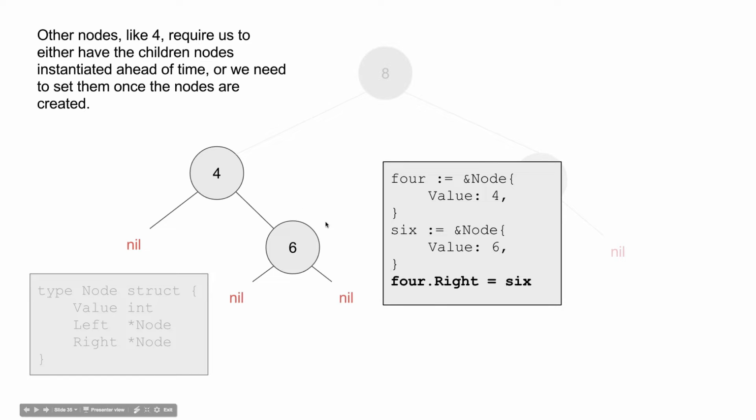Other nodes like this 4 are a little bit trickier because we either need to have the 6 node already instantiated when we create the 4 so that we can assign that link on the right hand side, or we need to assign it after the 6 has been created. So in this case, we create the 4 and it has a value of 4, and then we create the 6 node and it has a value of 6. And then after all the nodes are created, we set 4's right-hand child, so 4.right, we set it to 6. So in this case, the pointer on the right-hand side is now pointing to the 6 node.